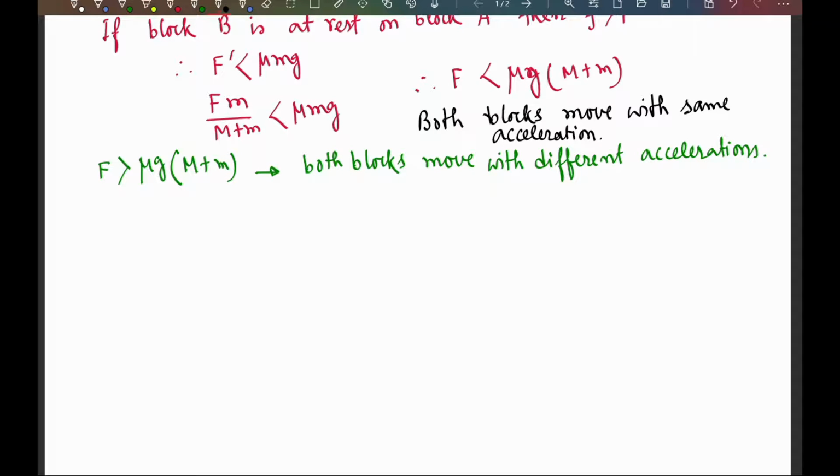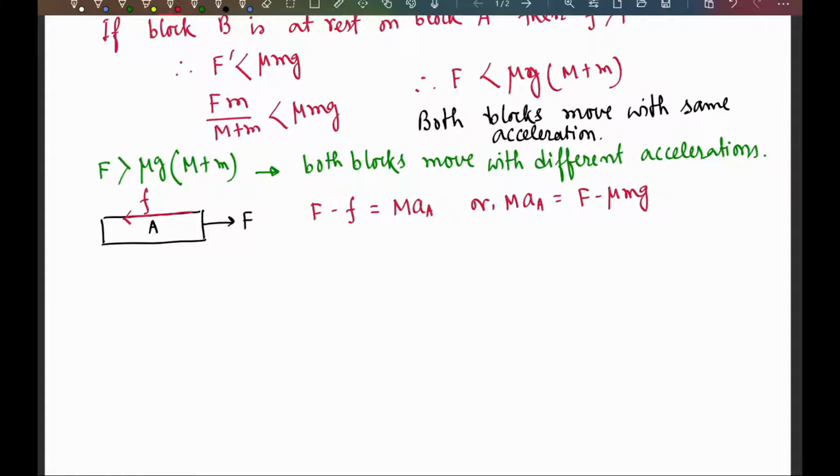For the free body diagram of block A, F is the applied force, and the frictional force acts in the opposite direction. Therefore, F minus f is the net force, which is mass into acceleration of A. Therefore, m a_A equals F minus mu mg. Actually, mu mg is the limiting friction. Therefore, the acceleration of block A is (F minus mu mg) by m. This is equation 1.